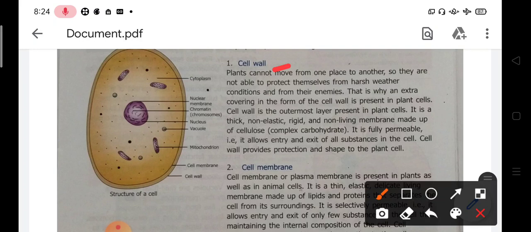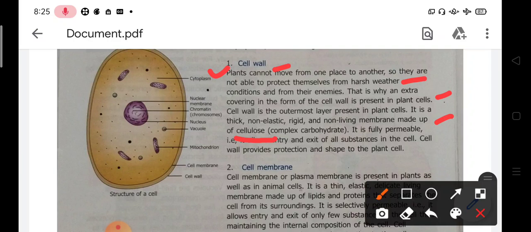So you can see, plants cannot move from one place to another, so they are not able to protect themselves from harsh weather conditions and from their enemies. That is why an extra covering in the form of the cell wall is present in plant cells. The cell wall is the outermost layer present in plant cells. Just now I told you it is thick, non-elastic, rigid and non-living. That means it is dead. It is made up of cellulose, which is a complex carbohydrate.